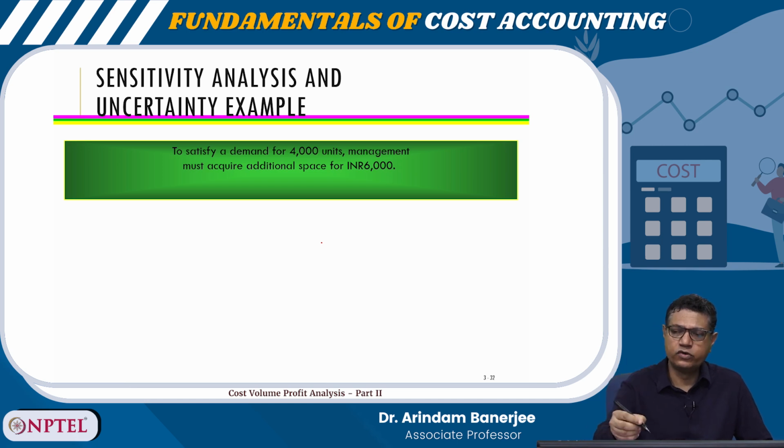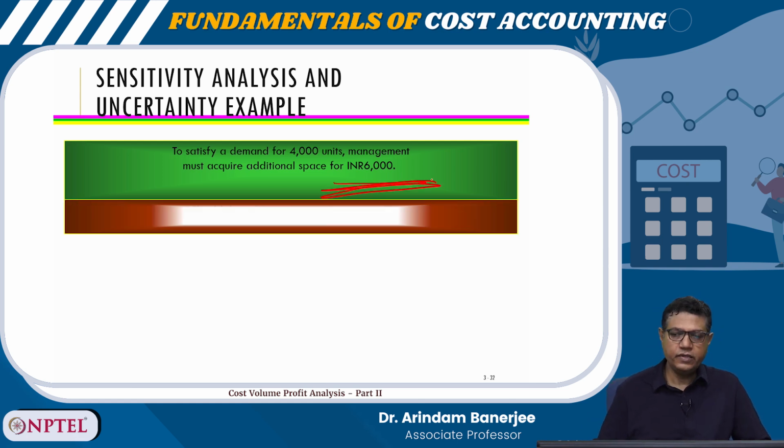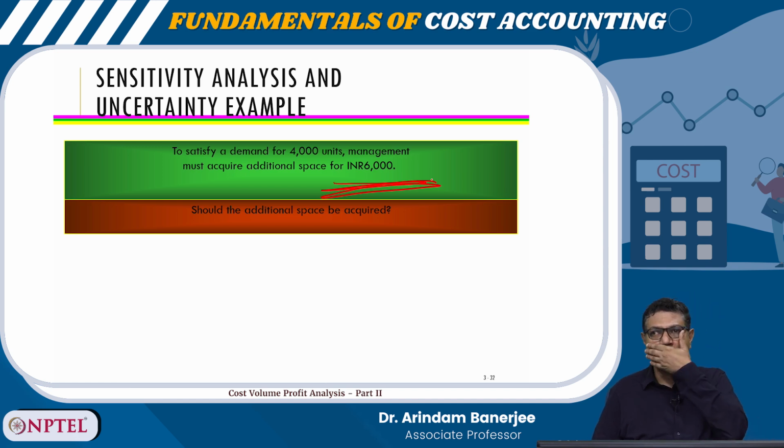So, to satisfy a demand for 4,000 units, the management needs additional space for INR 6,000. Should the additional space be acquired? So, this is another decision. First decision, we have seen whether to go for ad or whether to go for reduction of selling price. We have seen that if they go for ad, then the operating income is increasing, contribution is increasing. If they go for reduction in price, the contribution is decreasing, but demand is not increasing at that pace. So, overall profitability is falling.